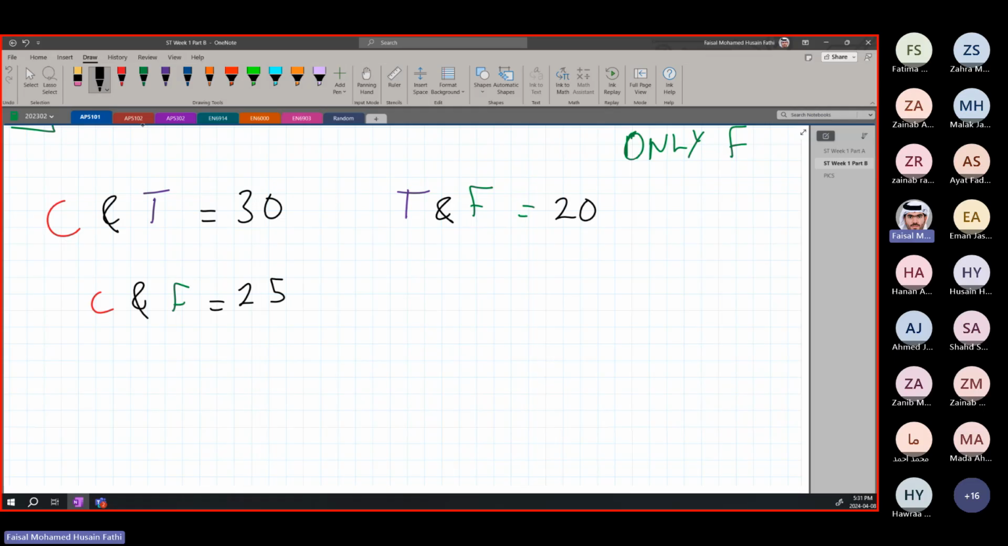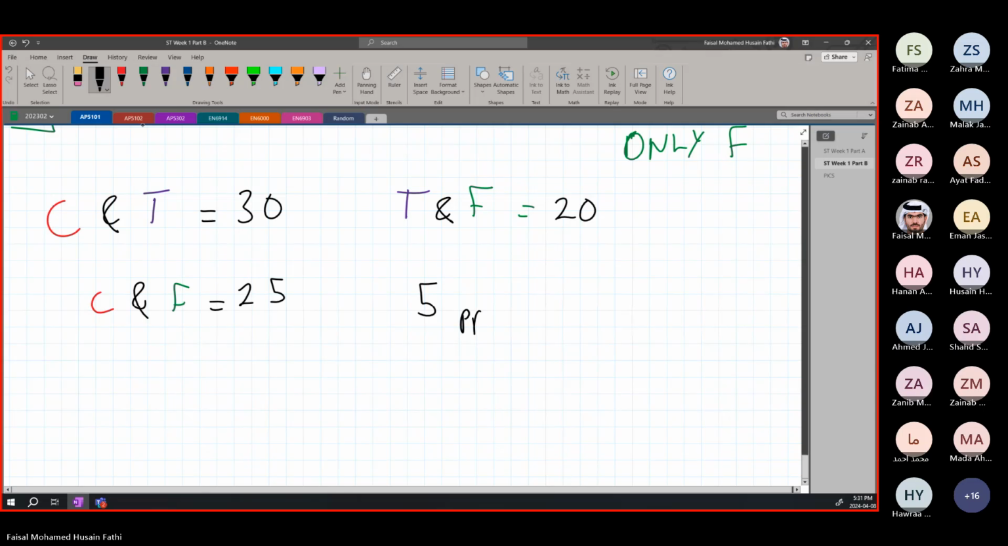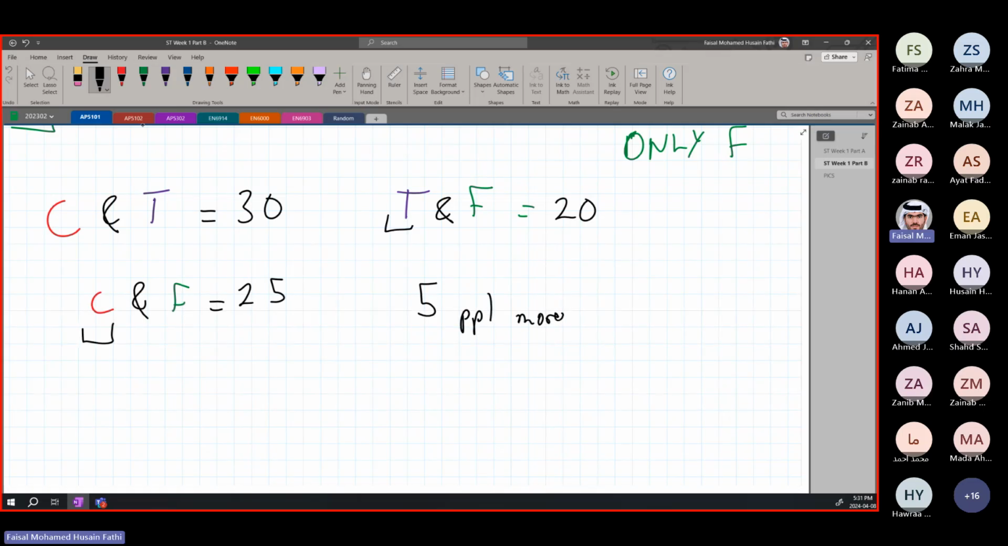Second. Okay. We have 5 people more that will like cricket than tennis. Then, same thing, if we are looking at cricket and cricket, we have 5 people more that like the cricket. We have 5 people more that like tennis and football over here.